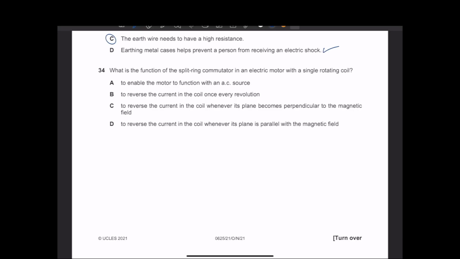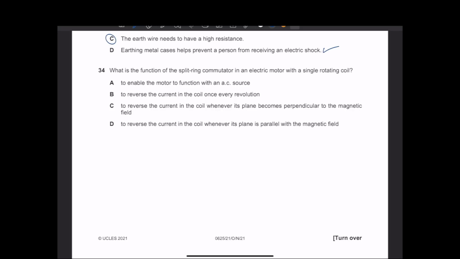You know, any split rings just reverse the direction of the current to keep the motor rotating. So I'm going to choose the answer compatible with that, to enable the motor to function with an AC source. This is correct, but the main idea is to just reverse the direction of the current. If it was AC current, I'm going to change the AC current into DC current when it's fed inside the motor, so the motor could work, or keep rotating, right? This is the idea. So actually, I will not choose A right now.